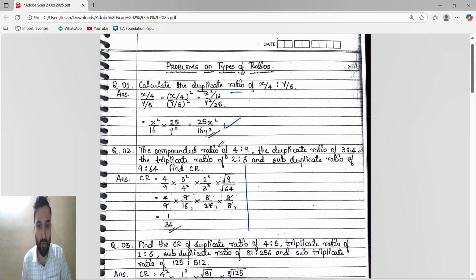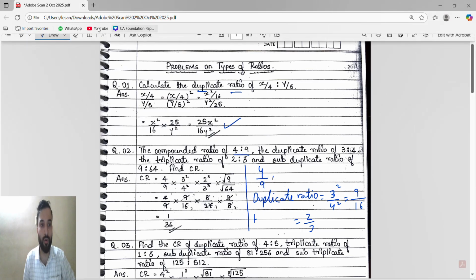See, they said compounded ratio of, means we have to find the compounded ratio of what? They had given a simple ratio, that is 4 by 9. Then you will write here duplicate ratio, which we have to find for duplicate ratio of 3 by 4. Duplicate means you will do the square. So 3 square by 4 square means 9 by 16. Then you will write triplicate ratio of 2 by 3 like that. No, don't do like this in the examination.